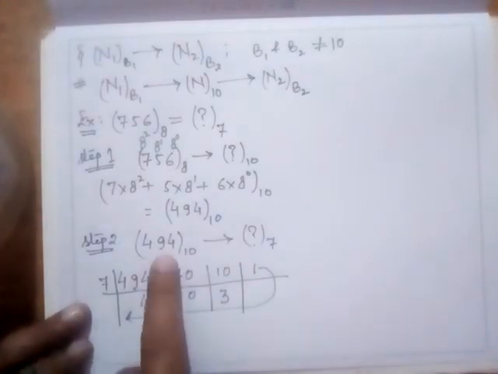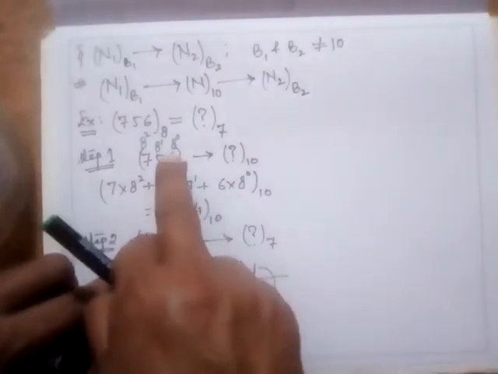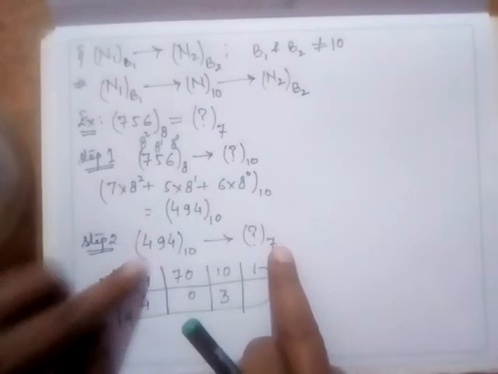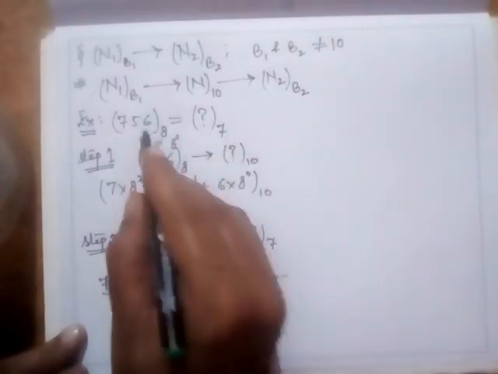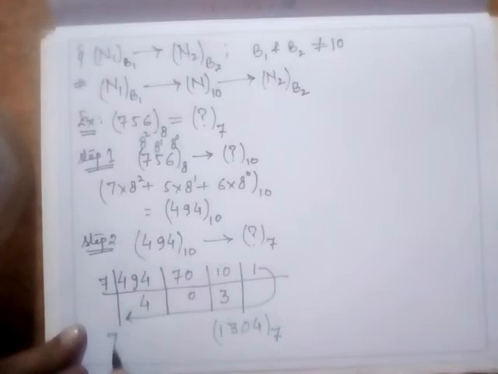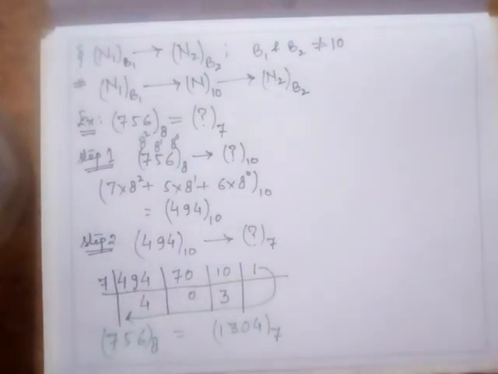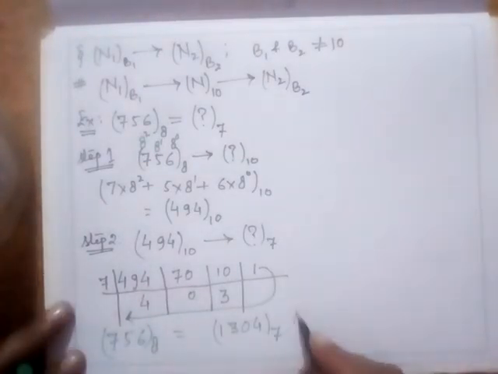So the equivalent base 7 number of this corresponding decimal number will be 1304. So my final answer is 1304 in base 7, or I can say that this number 756 in base 8 is equal to this much in base 7, and this is my final answer here. This is the final answer.